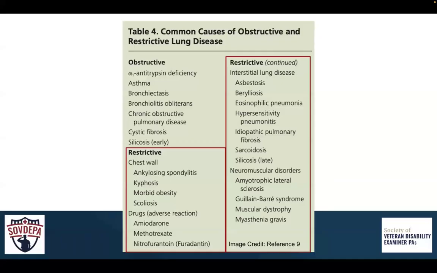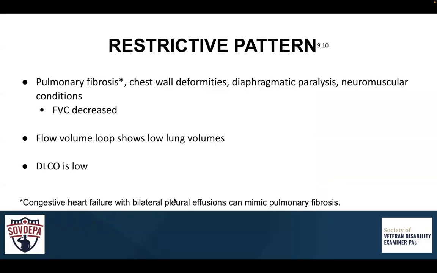Restrictive patterns, we think about pulmonary fibrosis, asbestosis, sarcoidosis, neuromuscular disorders, drugs like amiodarone, but then also chest wall deformities as well. Pectus excavatum, ankylosing spondylitis, scoliosis. DLCO is, again, typically low in restrictive lung disease. Please note a caveat that congestive heart failure with bilateral pleural effusions can mimic pulmonary fibrosis.